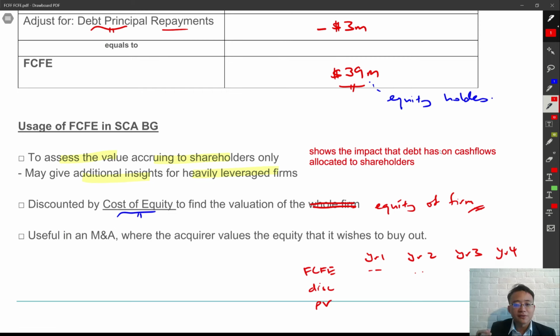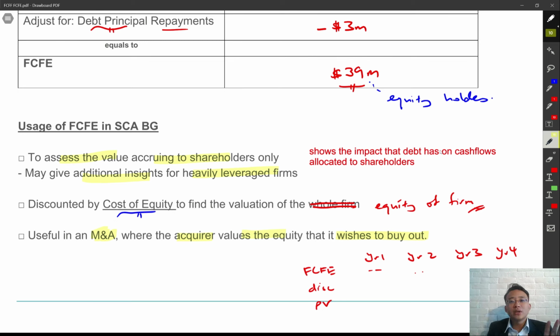Similar to FCFF, right? And as I said earlier, in our exams, we often get an M&A question. So keep in mind, in an M&A, like I mentioned, the acquirer will value the equity because that is what it wishes to buy out. So to buy this equity, what is the valuation? And that is FCFE. So keep in mind the differences between the two, FCFF and FCFE.